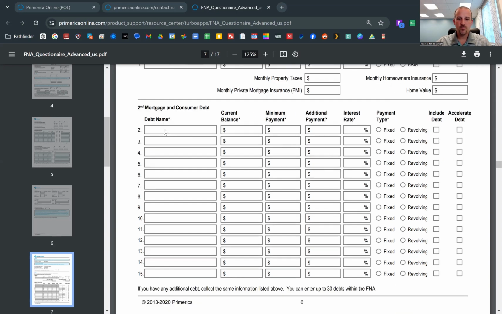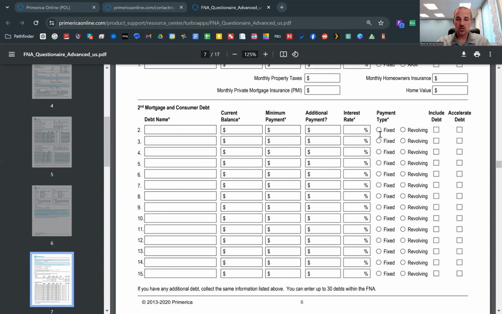Moving on to debt, pretty simple. Just list all of their debt, car loans, credit cards, store cards, anything they have. Even if they're borrowing money from a family member and paying them back, it's not a bad idea to put that in here as well. So it's all listed, and they can see it on their debt analysis. So you're going to put the name, current balance, minimum payment, additional payment, interest rate, same thing.